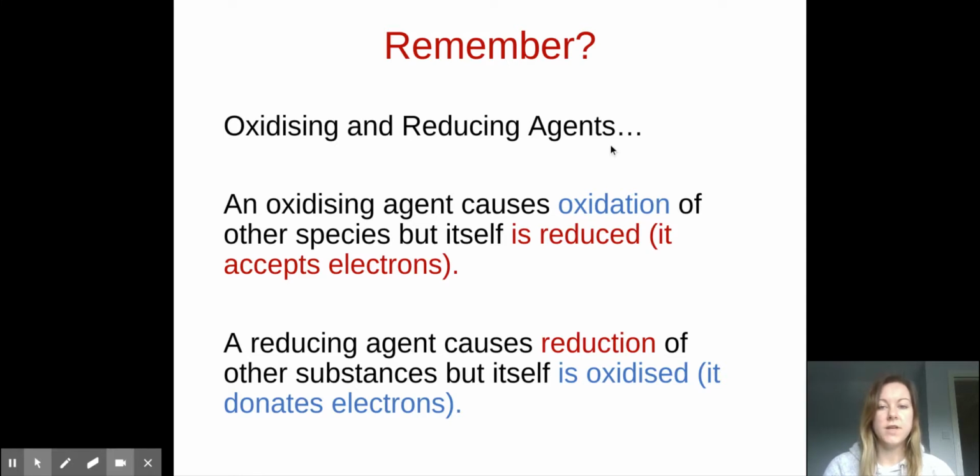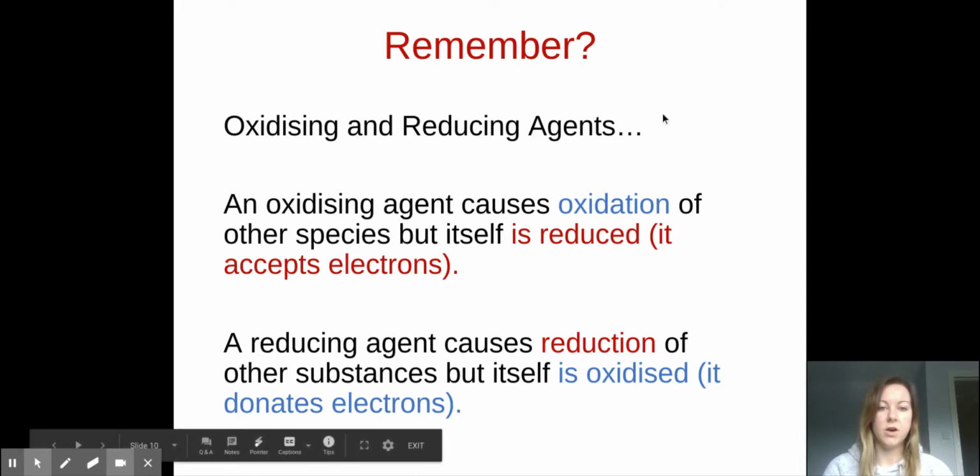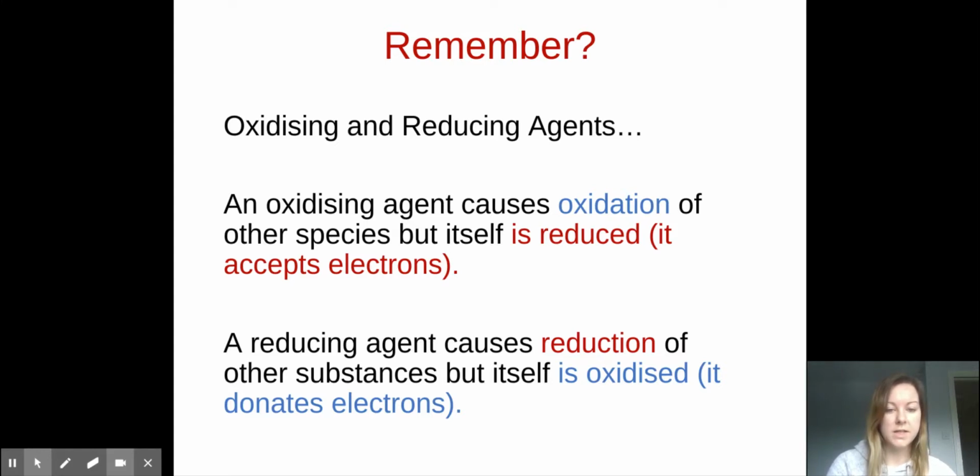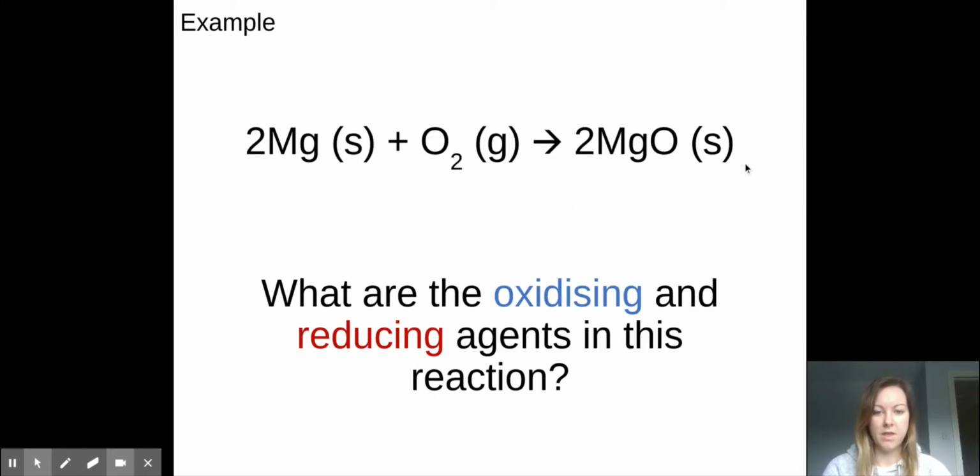So if you're looking to find out what the oxidizing and reducing agents are, figure out what is oxidation. So what is being oxidized is a reducing agent, and what is being reduced is an oxidizing agent. So it's just kind of opposites. Here is an example. Again, I want you to tell me what the oxidizing and reducing agents are in this reaction. Pause the video, have a wee go, and then unpause to see what the answers are.